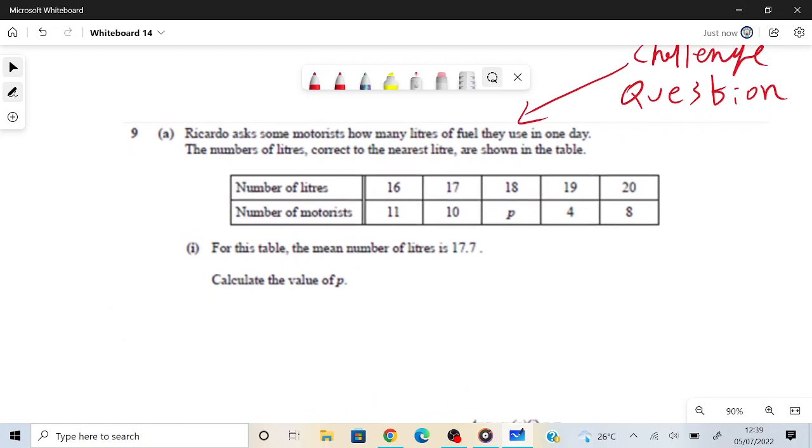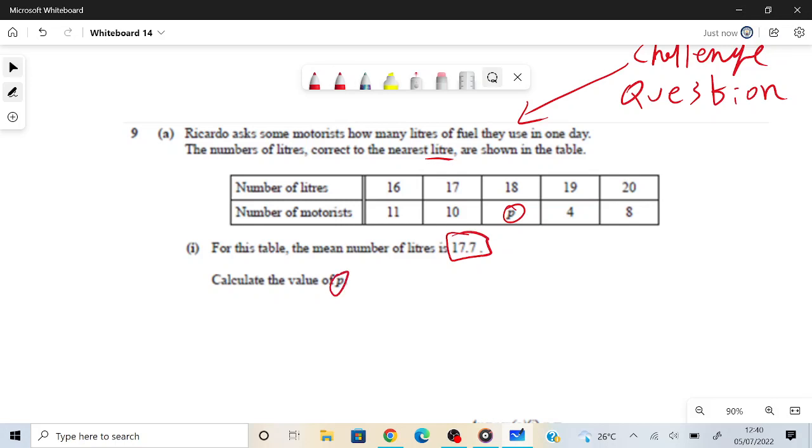So let's go. It says Ricardo asks some motorists how many liters of fuel they use in one day. The number of liters, correct to the nearest liter, are shown in the table. We have number of liters: 16, 17, 18, 19, 20, and the number of motorists: 11, 10, P, 4, and 8. For this table, the mean number of liters is 17.7. Calculate the value of P.